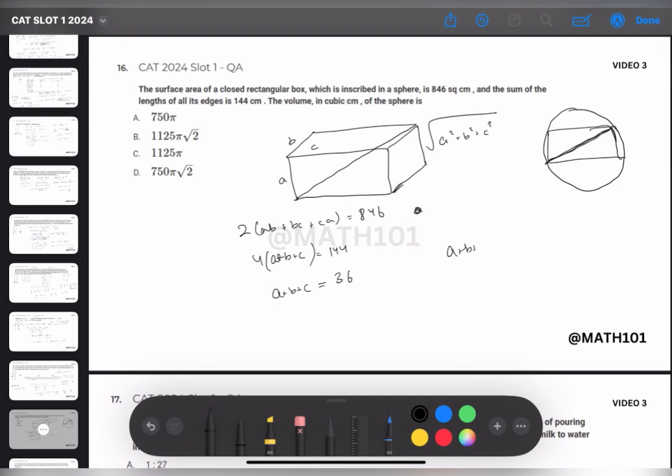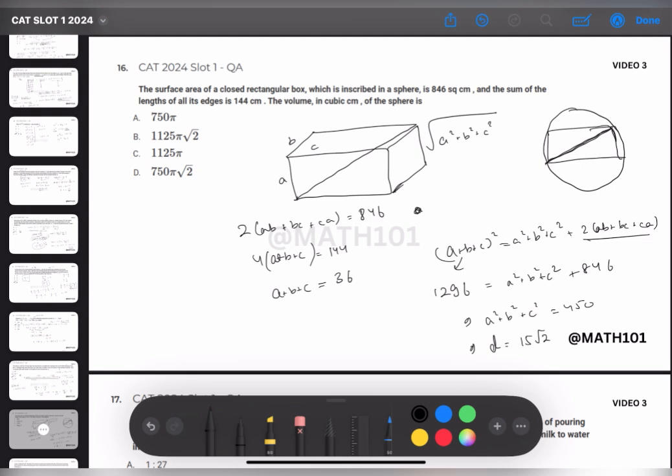So (a + b + c)² is equal to a² + b² + c² plus 2 times (ab + bc + ca). This thing is 36 squared, 1296. A² + b² + c² plus this thing is 846, which implies that a² + b² + c² is equal to 450, which implies that the diameter of the sphere D is equal to root 450, which is 15 root 2.